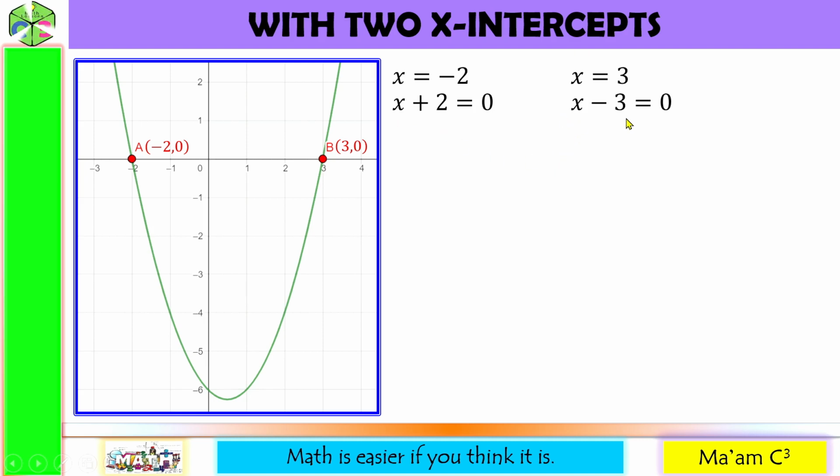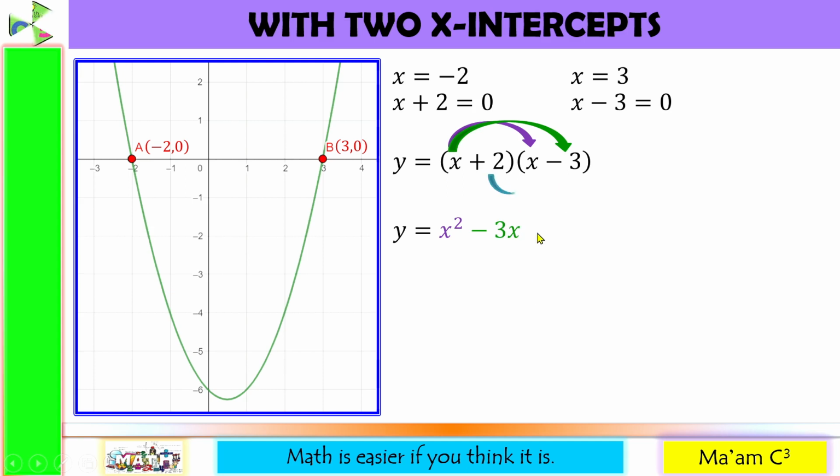These two are now my factors, so I'm going to use the factored form. From here, I'm just going to multiply these two binomials. So I have x times x, and that is x squared. x times -3 will be -3x. 2 times x is equal to 2x. And 2 times -3 is equal to -6. -3x plus 2x is equal to -x. So I have y is equal to x squared minus x minus 6. This is the equation of the parabola that passes through x-intercepts (-2, 0) and (3, 0).